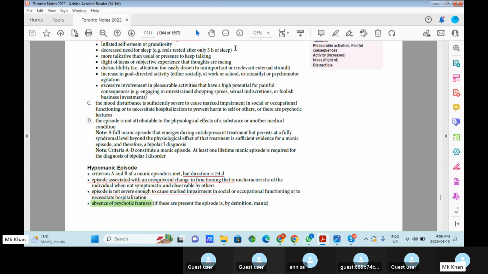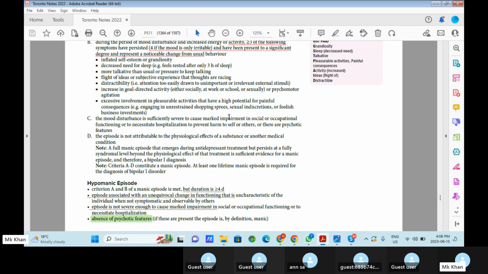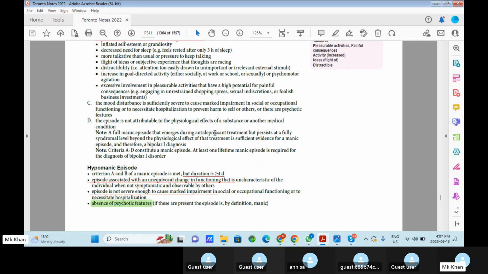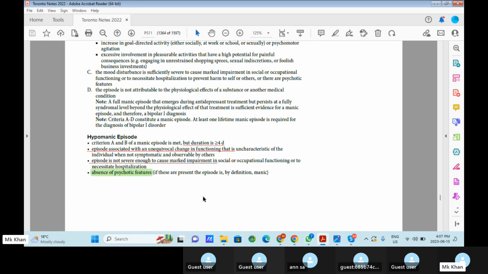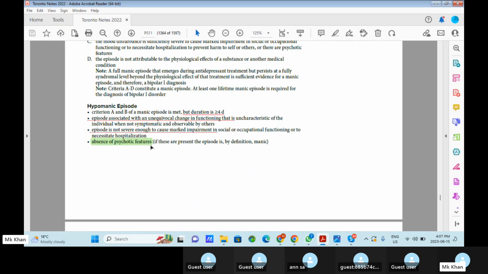So that is the difference between mania and hypomania. This is causing functional impairment, and it was severe enough to cause functional impairment and last 1 week, but here it is not causing marked impairment in functioning, and it is for 4 days. And absence of psychotic features. If they are present, the episode by definition is mania.